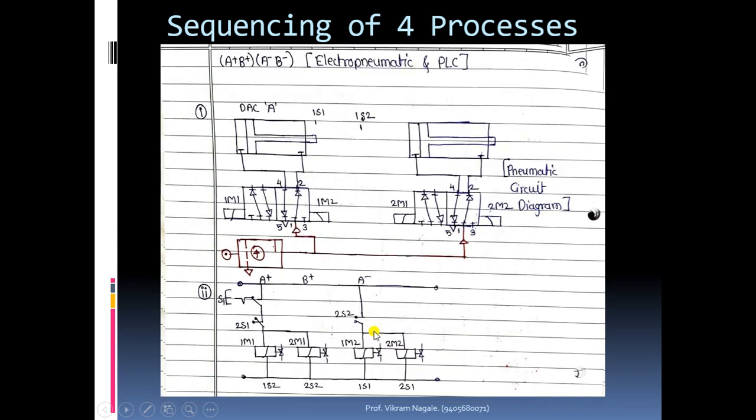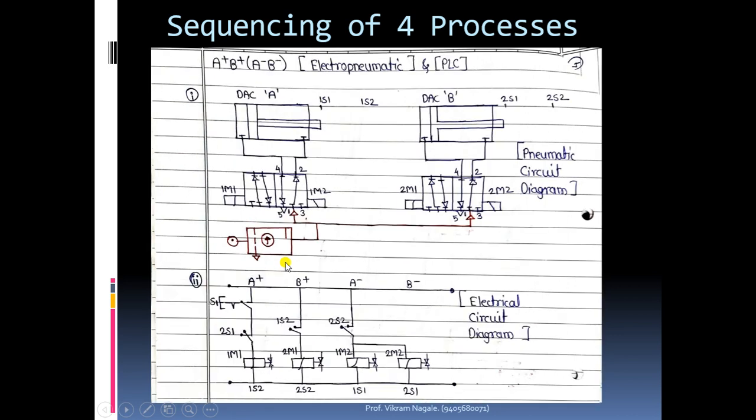The same thing will be there in case of AB plus and AB minus circuit diagram. This solenoid circuit diagram will remain the same. Two solenoid coils on either side, that is 1M1, 1M2, and 2M1 and 2M2. And this will be DAC-A, this will be DAC-B, 1S1, 1S2, similarly 2S1 and 2S2. Okay, and this is the electrical circuit diagram.